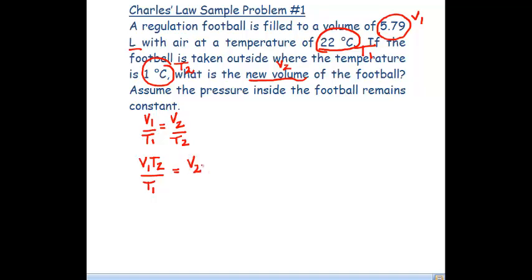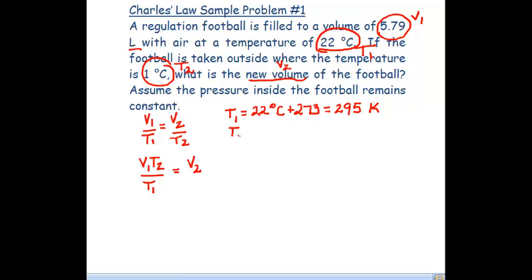Okay, there's the rearranged form of the equation that I need. Before I can solve the problem, however, I've got to make some temperature changes. For T1, which is 22 degrees Celsius, I need to convert that to Kelvin. So I'm going to add 273 to that, and that's going to give me a T1 value of 295 Kelvin. Please note that there's no degree symbol associated with the Kelvin scale.